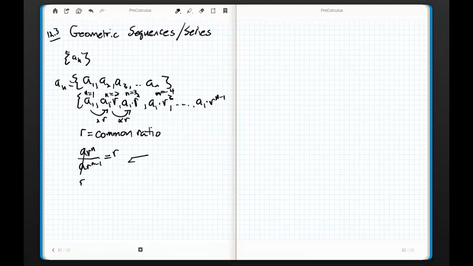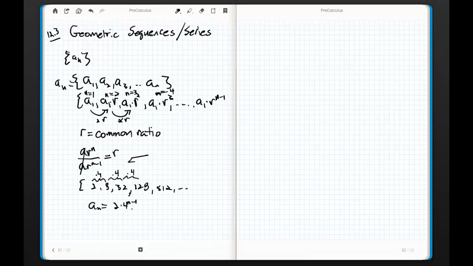So, for example, if I've got 2, and then I've got 8, and I've got 32, and I've got 128, and then 512, etc. What's happening here? How am I getting from here to here? I'm multiplying times 4, times 4, times 4, etc. So I know that A sub n is equal to 2 times 4 to the n minus 1. But Ripley, is that accurate?